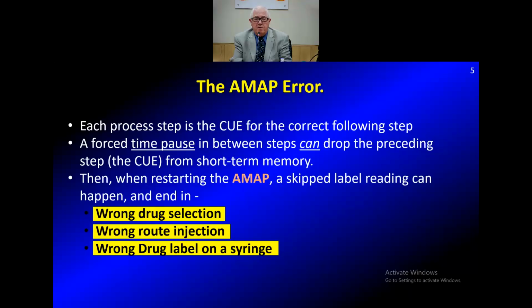Now, if there's already a wrong error, you won't discover it. And this is where a wrong drug can get selected for administration, or you might just inject down the wrong route, down a central line, down an epidural catheter instead of a central line, or you may apply a wrong label to a syringe, and then at the end of the case, pick up that syringe and inject the wrong drug.